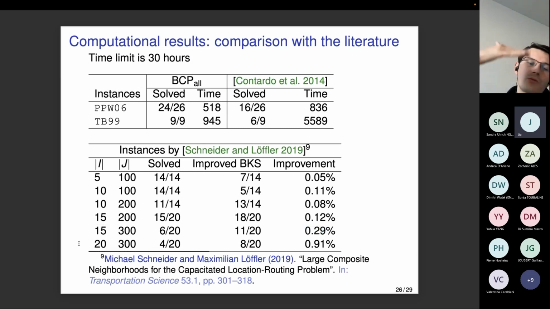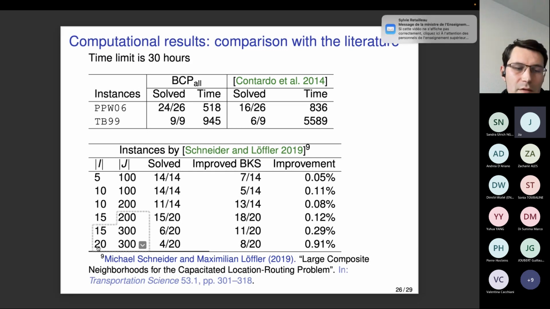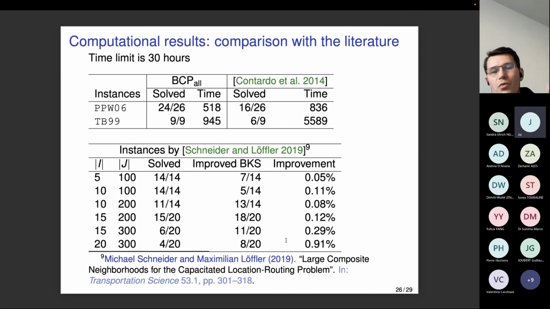But however, when we start to increase the size to 20 depots and 300 customers, of course we cannot improve a lot of solutions. But when we improve a solution, the average improvement is quite high. It is close to 1%. It means that the actual state-of-the-art heuristics for this particular size are not extremely good. They are good, but they are not extremely good, and there is still a gap for improvement of these heuristics.